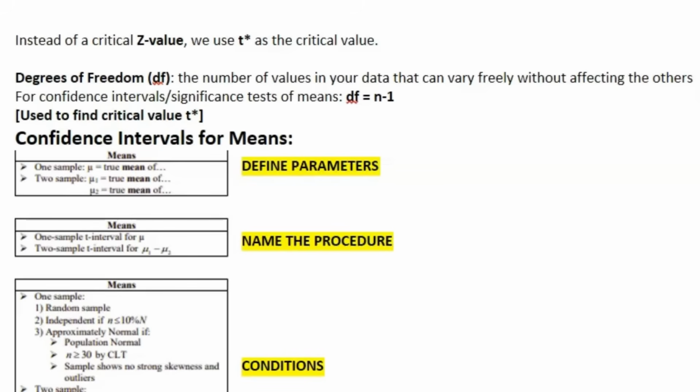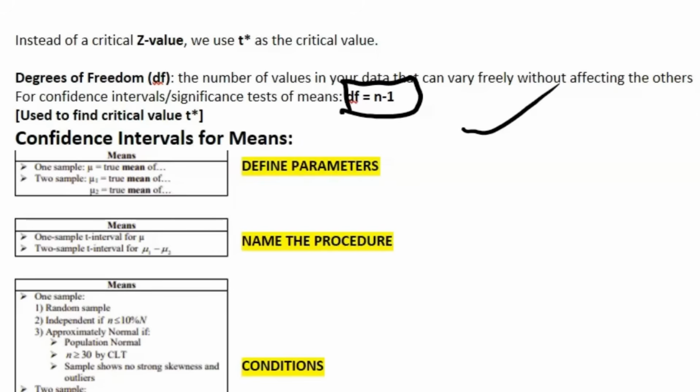So it's a really weird definition. You don't really need to understand what that means. Instead, you need to understand how to calculate it. Very simple here for confidence intervals and significance tests of means. This is how you're going to calculate it. Your number of degrees of freedom is n minus 1. So your sample size minus 1 is just your degrees of freedom. That's all you need to know for that part, okay?